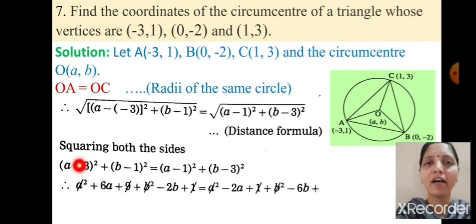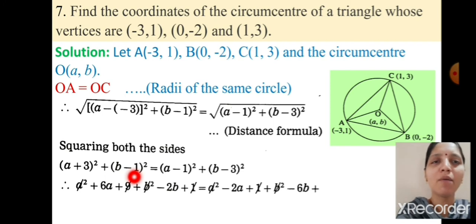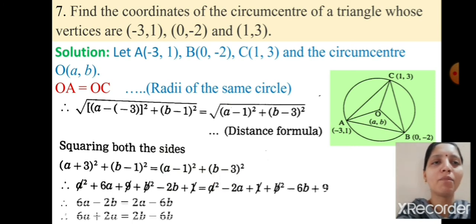Therefore A, now here which formula you will use? Yes, (A + B) whole square. So what is the formula? A square plus 2AB plus B square. So let's do it. A square plus 3 into 2 is 6A plus 9 plus, now here (A − B) bracket square, which is A square minus 2AB plus B square. So you will get here B square minus 2B plus 1 is equal to, now after opening this bracket you will get A square minus 2A plus 1 plus B square minus 6B plus 9.